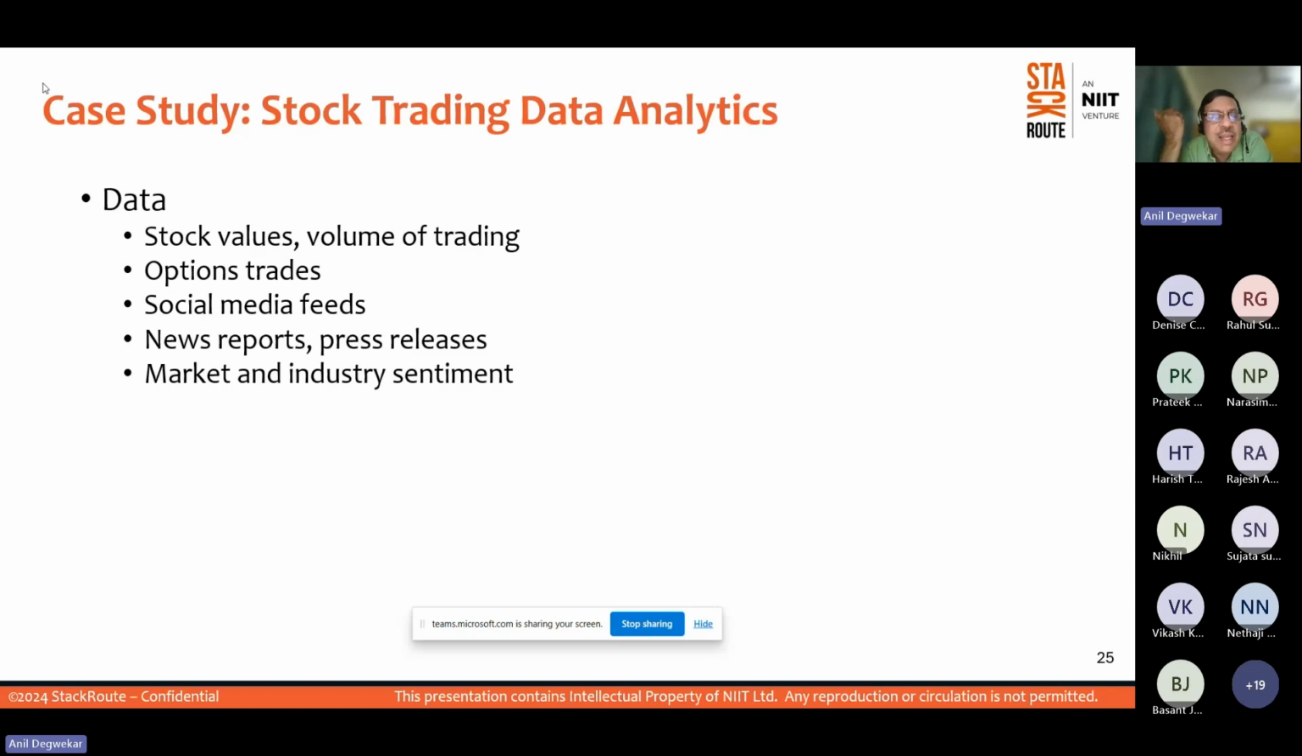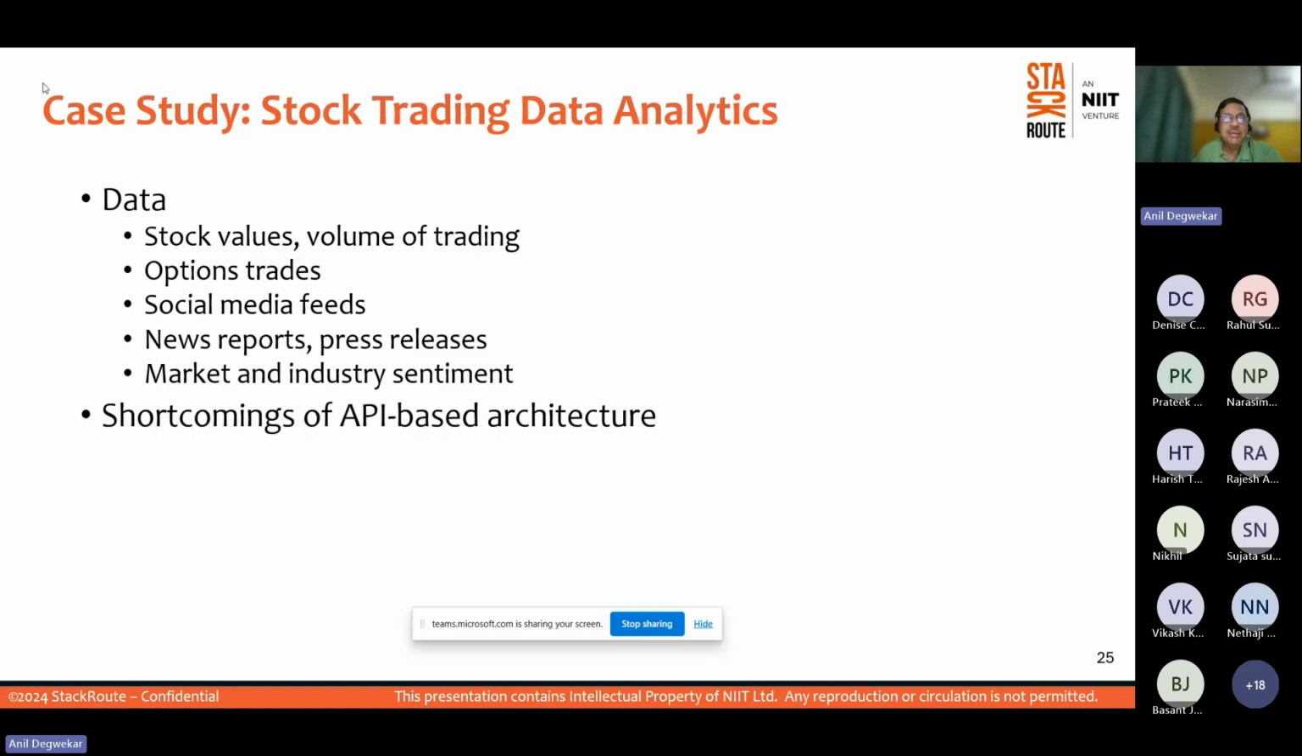How much volume of trading happened, how many options were traded, what kind of social media feeds were there on these stocks, what kind of news reports and press releases came, and industry and market sentiment on that stock. Based on that, it used to give some kind of trading tips to brokers or end users, right? So this was a very good software.